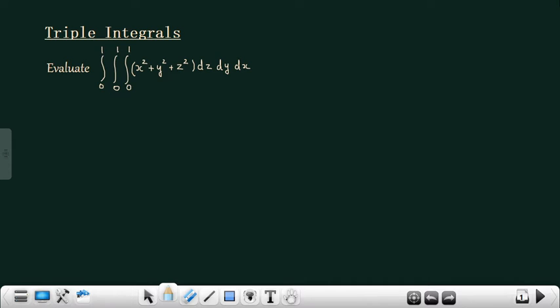Triple integrals. Integrals of this form are called triple integrals. Let us consider an example. Evaluate this integral: integral 0 to 1, integral 0 to 1, integral 0 to 1, of x squared plus y squared plus z squared dz dy dx.